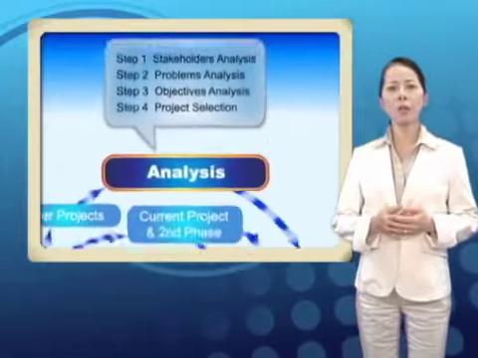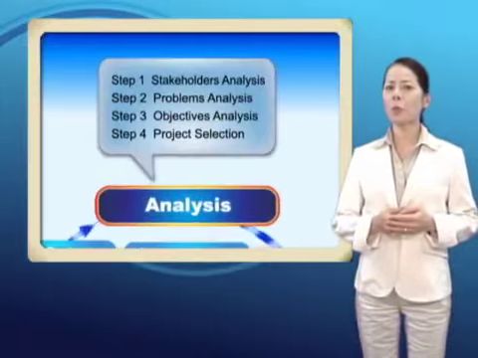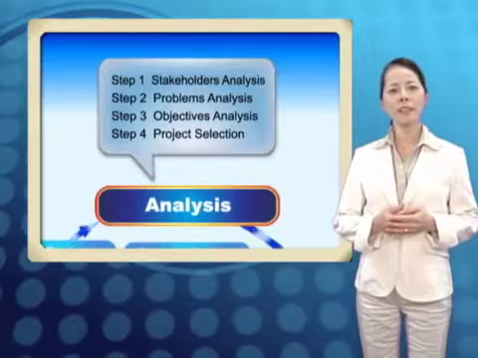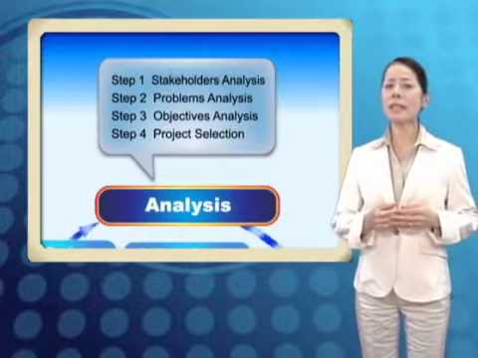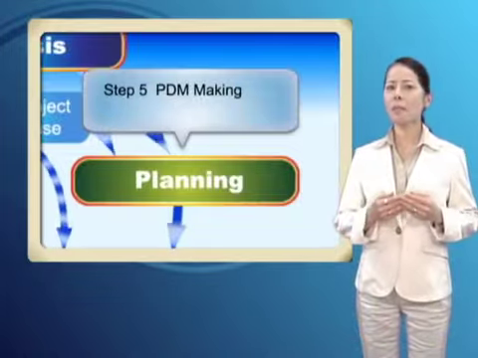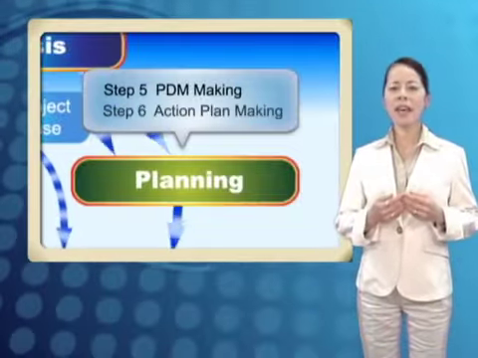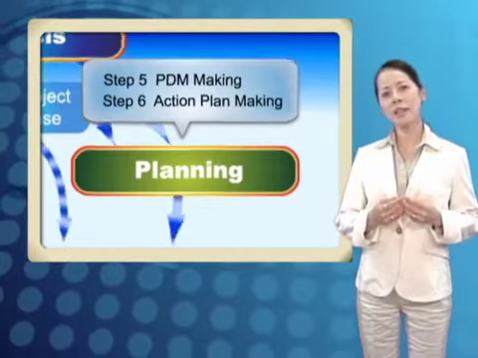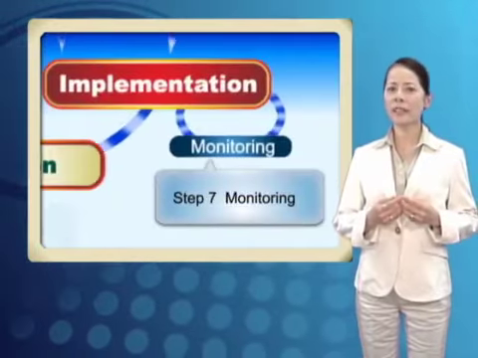The Unit 2 video explained Step 1 to 4 of the PCM method. This Unit 3 explains each of Step 5, Project Design Matrix PDM making, Step 6, Action Plan making, Step 7, Monitoring, and Step 8, Evaluation.